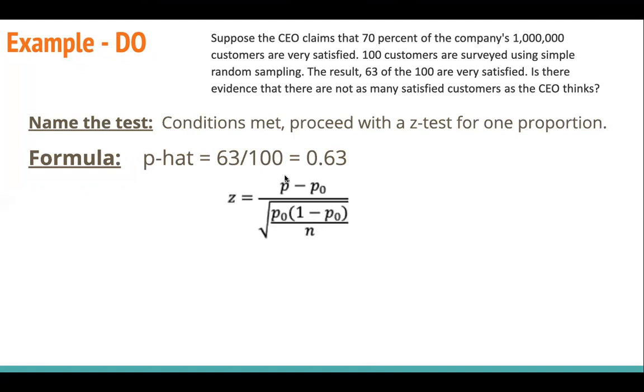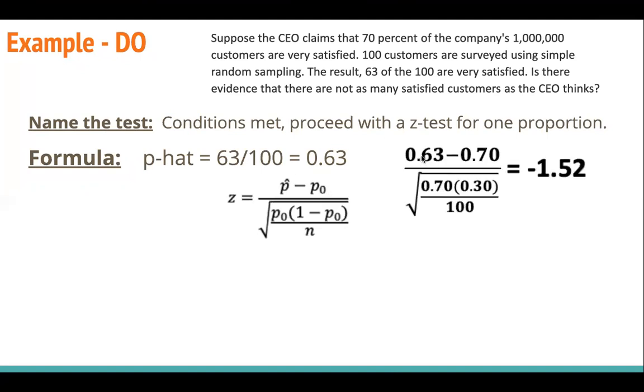And here's that comparison calculation. I take my sample value. How does it compare to the null? Right here, so it'd be 0.63 minus 0.7. It's 7% less, right? 0.07. And then I divide. How many standard deviations is that? Well, I divide by the square root of 0.7 times 0.3 divided by 100, and I get negative 1.52. That means I have an observation that is 1.52 standard deviations below the mean.